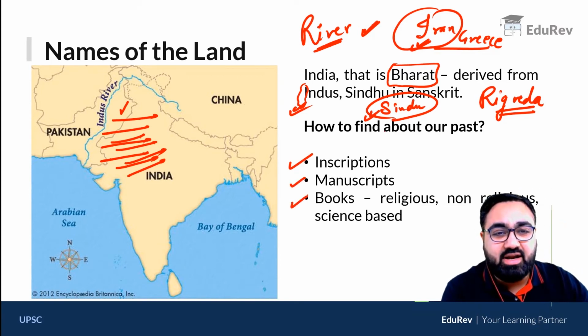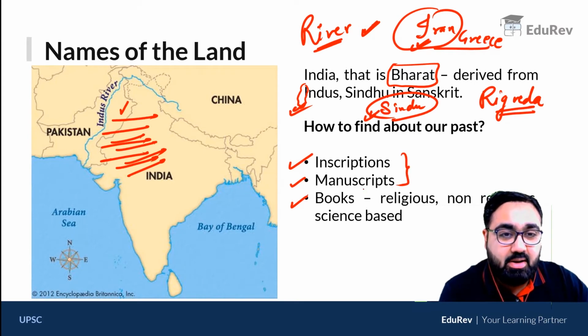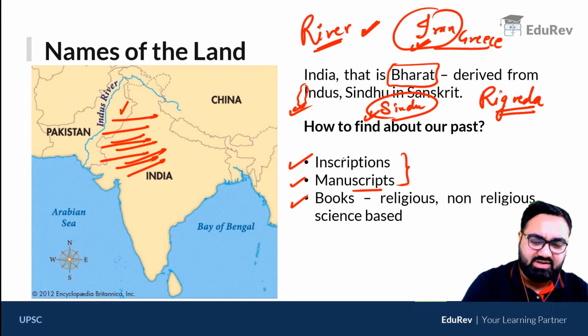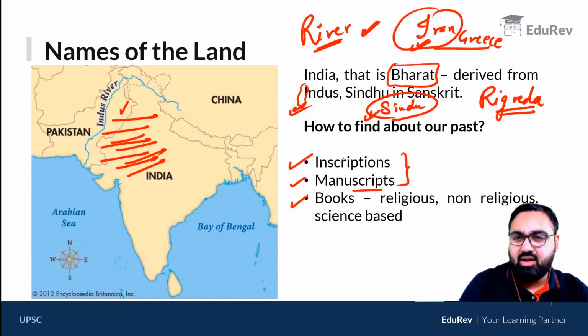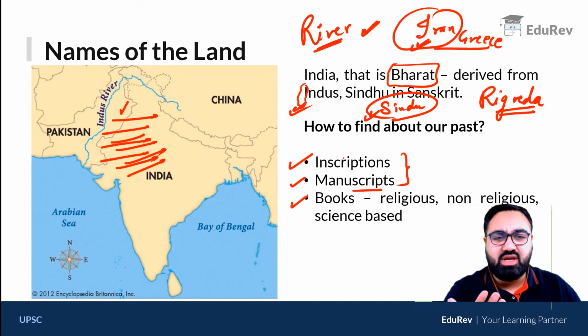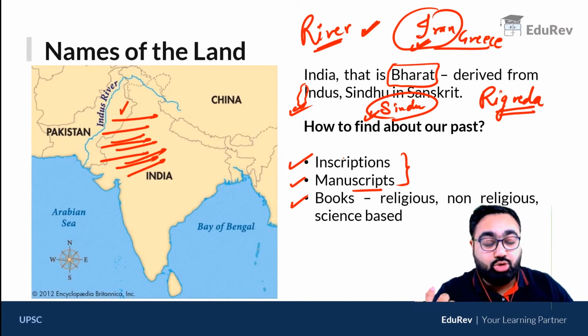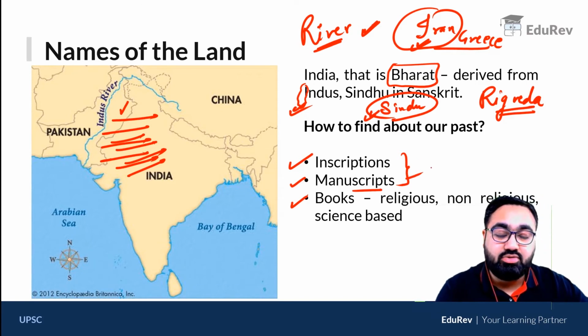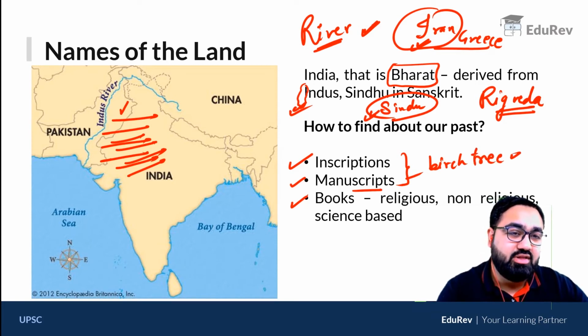There's a difference between inscriptions and manuscripts. Manuscripts are the ones that are written on a much softer surface, like bark of a tree, like they were written on paper, or maybe they were written on a leaf. These are called manuscripts. Usually manuscripts के लिए a special kind of a tree, the bark of a special kind of a tree called the birch tree was used. Now birch tree was found in the Himalayas.